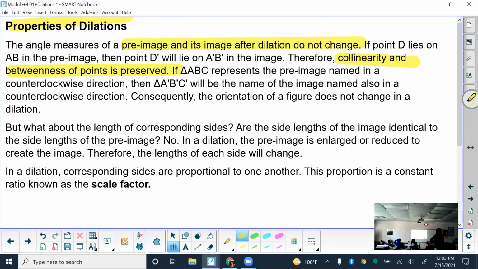All right, if we name the first triangle or shape, whatever it is, in a counterclockwise direction, then the dilated image will also be named in that same direction. So if it's ABC, it'll be A prime, B prime, C prime. So that means the orientation does not change in a dilation.